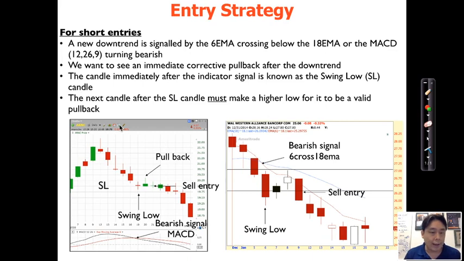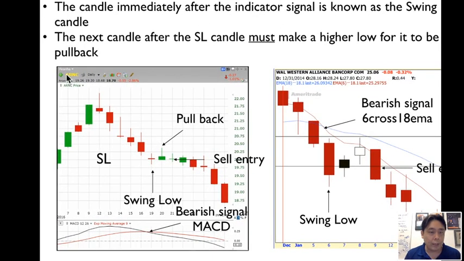So let's take a look at ARNC on the left. For ARNC, the signal comes from the MACD crossing below the signal line, right? The black line crossing below the red line. So that is a downtrend signal. So right at that signal, right at that cross, or right after the cross, we have our swing low candle. Okay, swing low. Now again, how do you know it's a swing low? Because it makes the lowest low than all previous candles. It must be a lowest low.